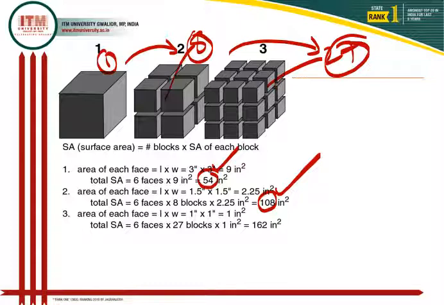Why? Because now you are using 1.5 edge. So for 1 it is 2.25. But since you are having 8 blocks now, the total is this 2.25. As we are having 8 blocks here, you can do the calculation and you will get 108 inches square. It is double the first.